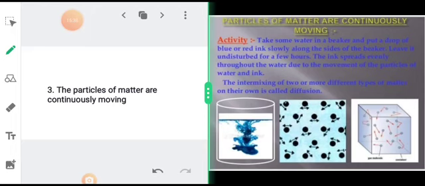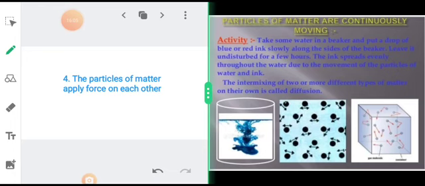So higher is the temperature, higher would be the kinetic energy, and higher would be the motion seen in the particles. So that's the reason why the particles start moving rapidly if the temperature is increased. So increasing the temperature will increase kinetic energy.